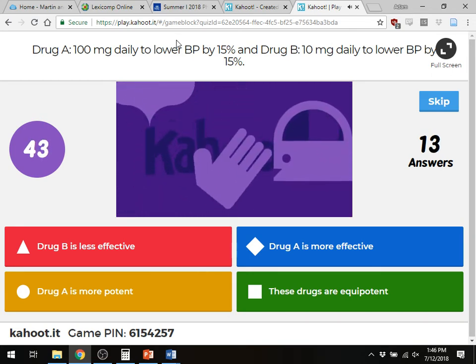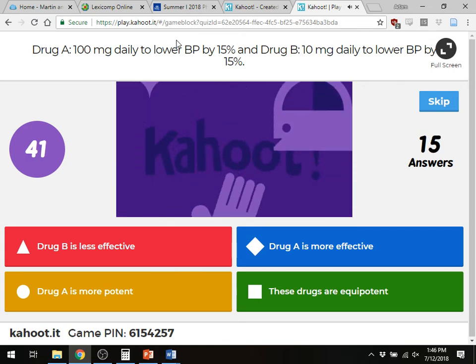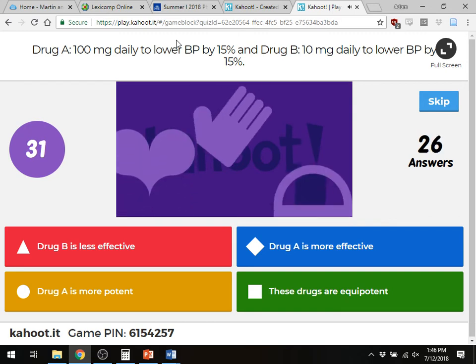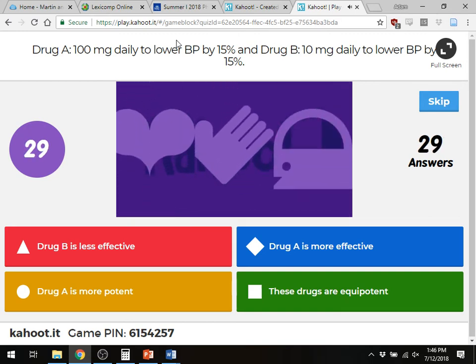Saying drug A is 100 milligrams daily to get a 15% reduction in blood pressure. Drug B is 10 milligrams daily to get a 15% reduction in blood pressure. Which one's more effective and which one's more potent?